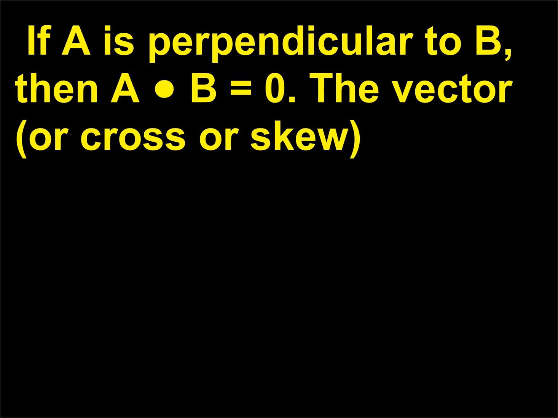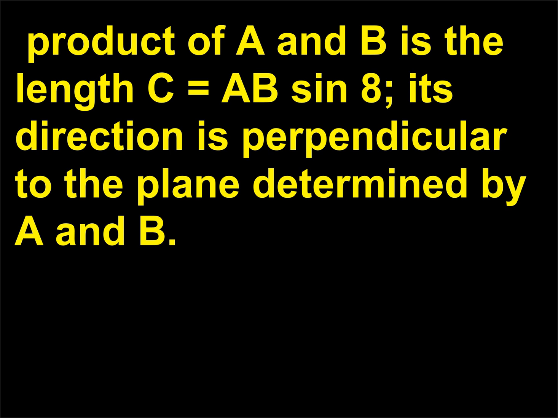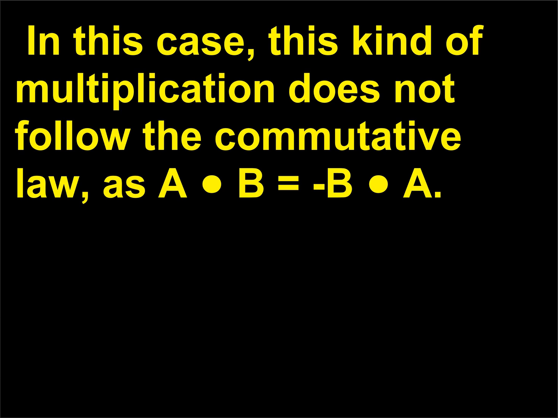The vector, or cross or skew, product of A and B is of length C equals ab sin θ, and its direction is perpendicular to the plane determined by A and B. In this case, this kind of multiplication does not follow the commutative law, as A×B does not equal B×A.